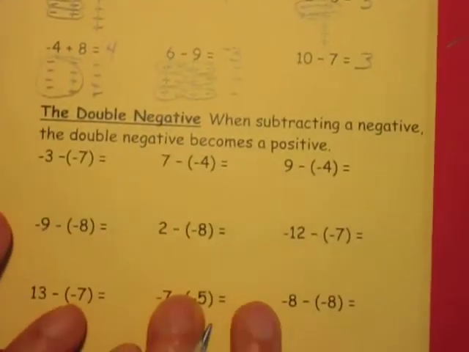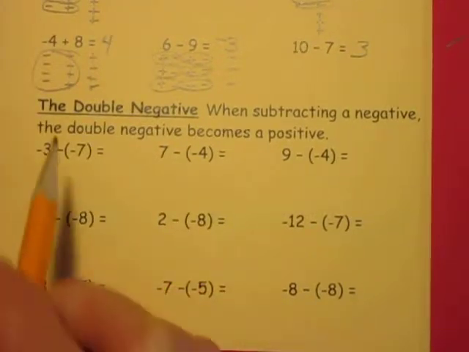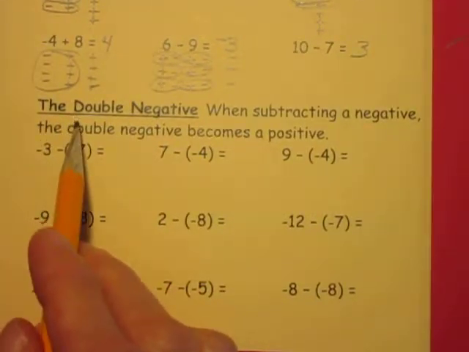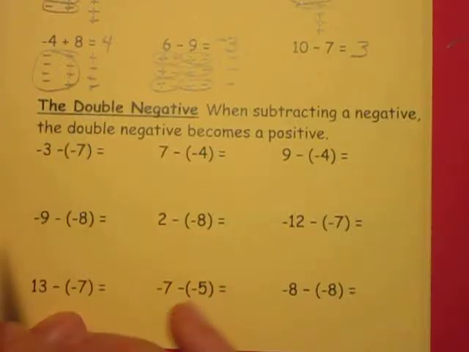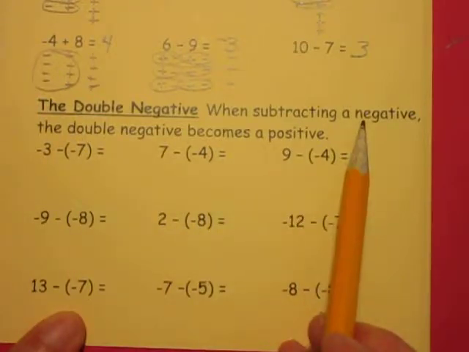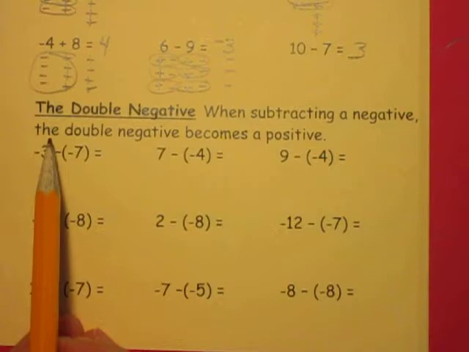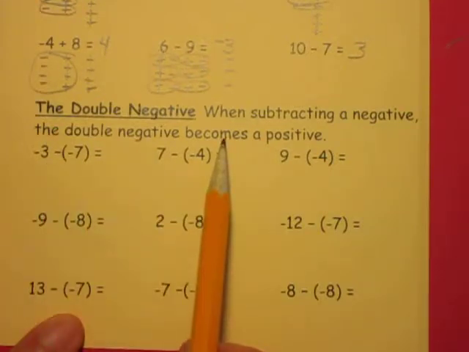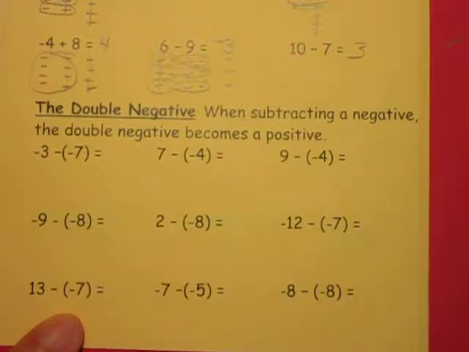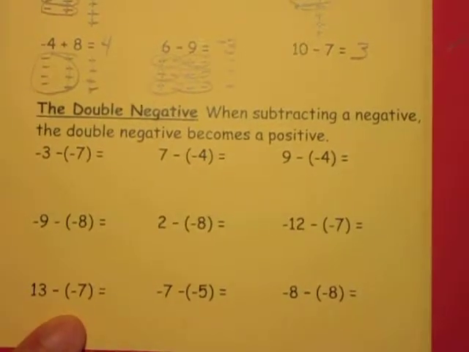Okay, this is the one that gets a little funky. We've got the double negative, and this is where students have a hard time recognizing when this applies. When you are subtracting an already negative number, the double negative becomes positive. The easiest thing that I can relate this to right now, there's a lot of mathematical things that I can relate this to, but I think what you're going to attach to is not a math problem at all.